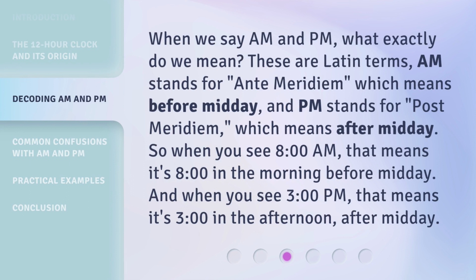When we say AM and PM, what exactly do we mean? These are Latin terms. AM stands for ante-meridiem, which means before midday, and PM stands for post-meridiem, which means after midday. So when you see 8 a.m., that means it's 8 o'clock in the morning before midday. And when you see 3 p.m., that means it's 3 o'clock in the afternoon, after midday.